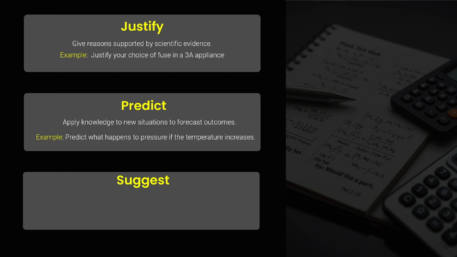The next word is suggest. This is open ended. Apply your understanding to give a reasonable idea. For example, suggest one way to reduce heat loss in the experiment. You could say: use insulation around the container. The examiner isn't looking for a perfect answer, just a scientific one.